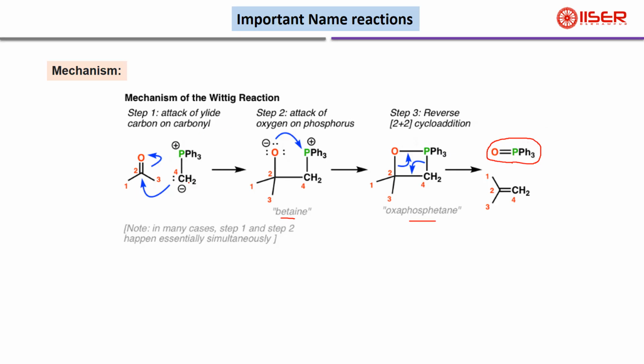If you see the mechanism, in this phosphorus ylide the negative charge will attack the carbonyl compound, it will open up, and O minus will form. It will attack again the positively charged phosphorus. As we know, phosphorus has a vacant d orbital, so it can take electrons. That's why it is taking electrons from oxygen and forming this betaine intermediate. After that oxygen attack, it forms an oxaphosphetane intermediate, and through ring cleavage it forms this alkene, and as a byproduct it forms phosphine oxide.